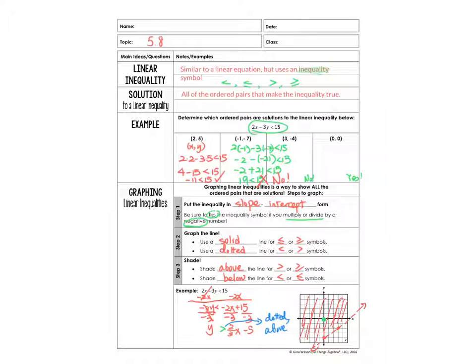This point here, (0, 0). If I plug it in, I have 2x minus 3y should be less than 15. 2x is 2 times 0 minus 3 times 0 should be less than 15. I have 0 minus 0. Obviously, 0 is less than 15. This is right. But if I take any point south or below that dotted line, that will make that inequality statement a false one. Therefore, they're not part of the solution. Okay?